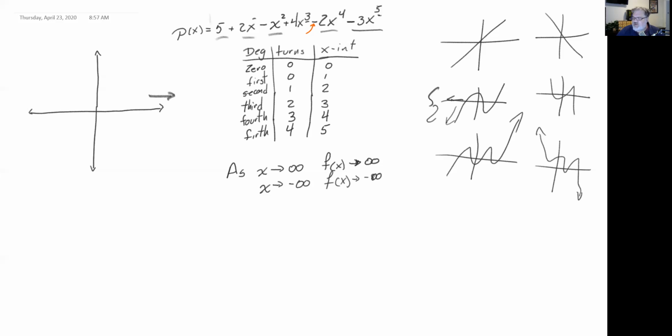If we look at, say, even this x to the fifth we have up here, that x to the fifth went that way. So as x went to positive infinity, for this one, the function went towards negative infinity. As x headed towards negative infinity, the function values headed towards positive infinity.